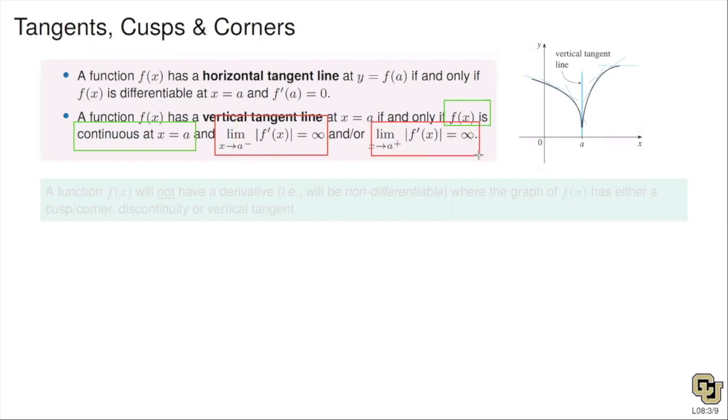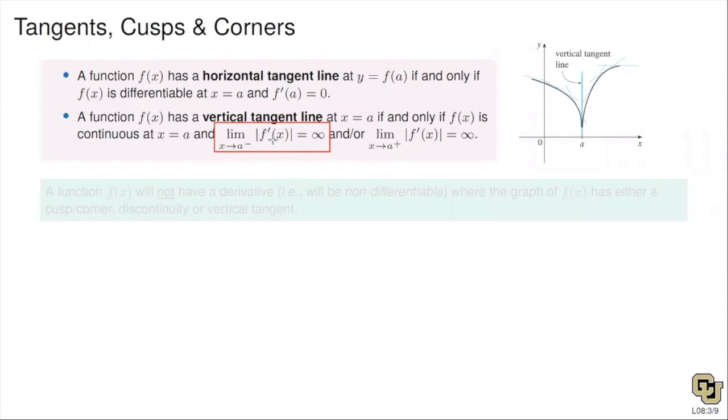So let's look at this very closely here in the red box. Here we're doing a limit as x approaches a from the left of the absolute value of f prime of x, and if that equals plus infinity, then we have a vertical tangent. The absolute value part is just a handy way of saying the limit as x approaches a from the left is either plus infinity or minus infinity. So if you take the absolute value, then it'll equal plus infinity.